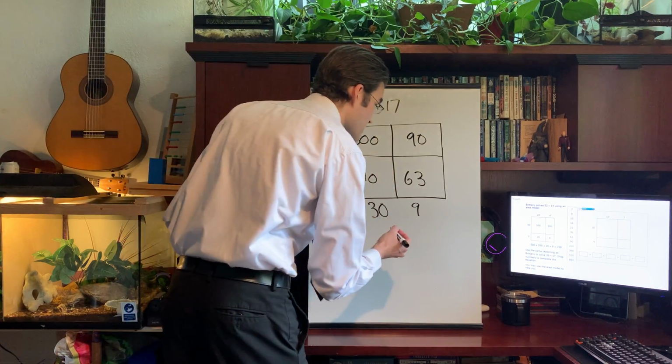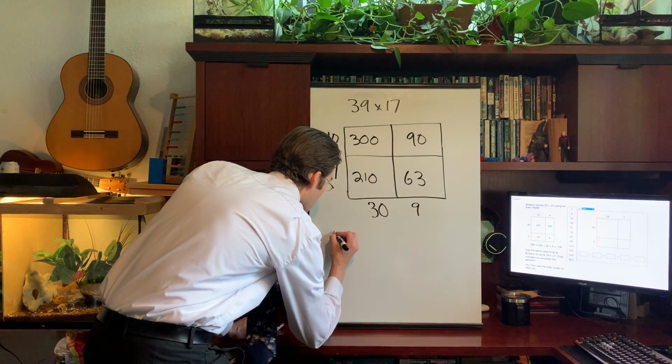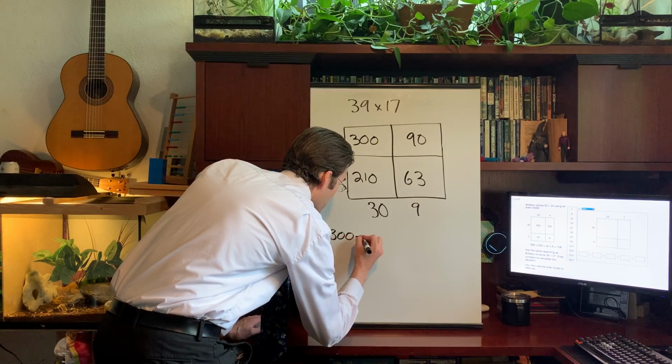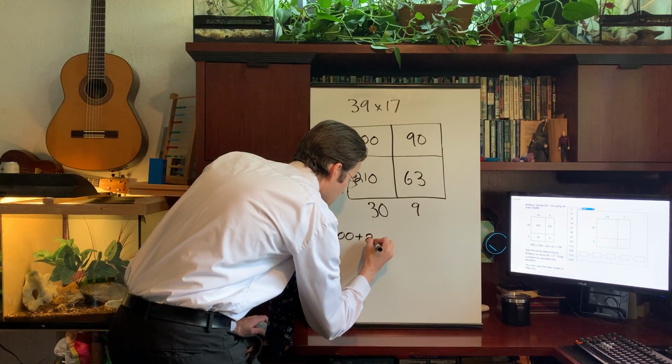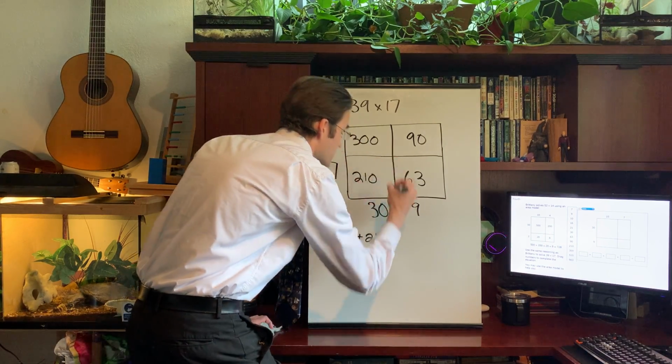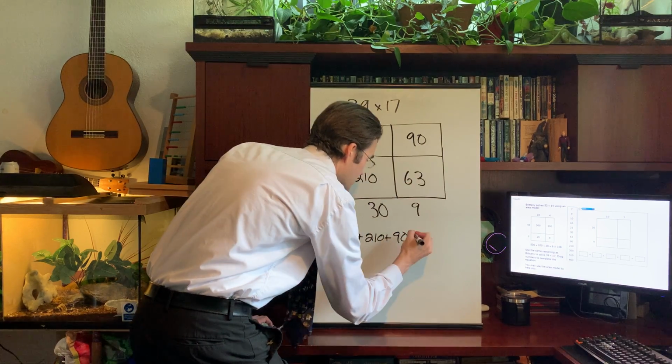So I want you to write it like this. We're going to write it like 300 plus 210 plus 90 plus 63.